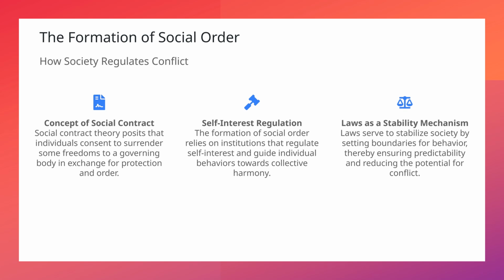We have contract theory, which basically says that we're all agreeing to surrender freedoms in exchange for stability, more or less. Self-interest regulation: it relies on institutions that regulate self-interest and guide our behaviors towards a collective harmony. And laws as a stability mechanism. Laws serve to stabilize society by setting boundaries for behavior. So thereby they ensure predictability and reduce the potential for conflict.